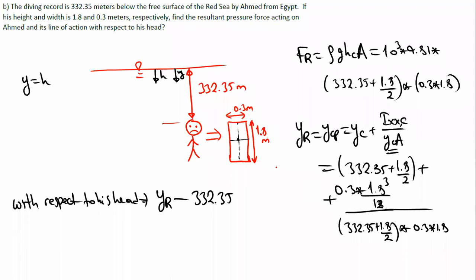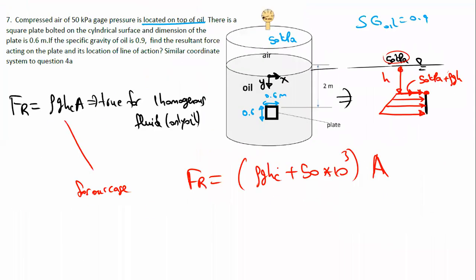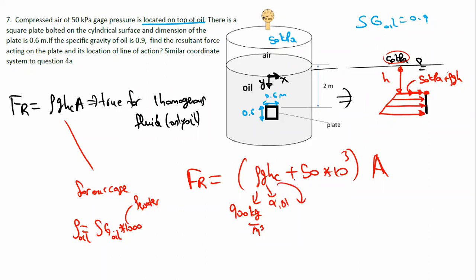If you do that, then you will have rho of the oil, which is the specific gravity multiplied with 1,000, so it is SG of oil multiplied with 1,000, where 1,000 kilograms per meter cubed is rho of water. And then the g value is 9.81, and the hC value is the distance from the free surface to the centroid of the body. The centroid is here. This distance will be 0.3 meters, and it will be 2.3 meters. The area will be 0.6 multiplied with 0.6. And from here, you will get the value of the resultant force.